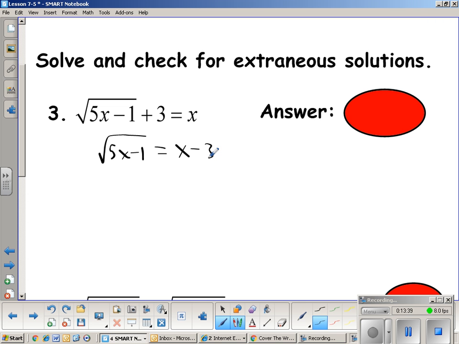Now, what's step 2? Undo the radical. So how do you undo the radical? Square. Square both sides. So my radical and my square cancel. I get 5x minus 1. Whoops. What do I get on the other side when I square that?